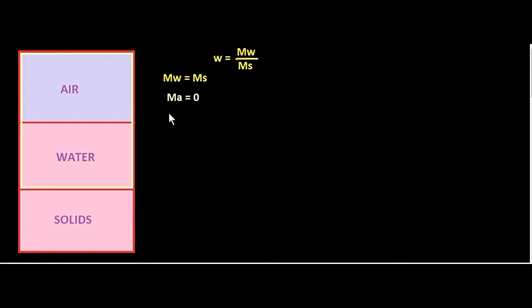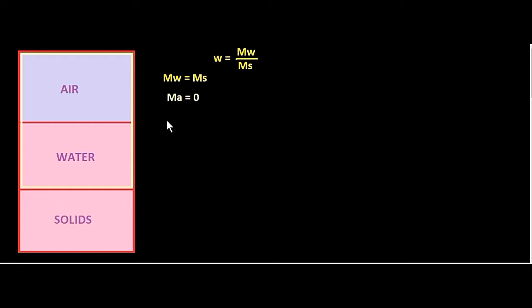But even if mass of water equals mass of solids, it need not necessarily mean that the whole voids are filled with water. Because see here, we have air here. The air does not have mass, true, but a part of the voids are filled with air. Since the air is also present, we cannot call the soil fully saturated soil. I hope you understand the difference.